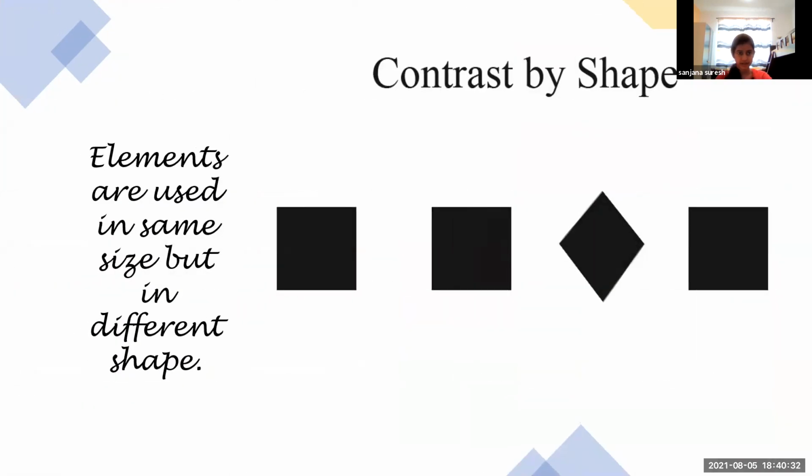Then contrast by shapes. Elements are used in the same size but in different shapes. So you can see here that the sizes are the same, but the shape is different. The third shape is different.